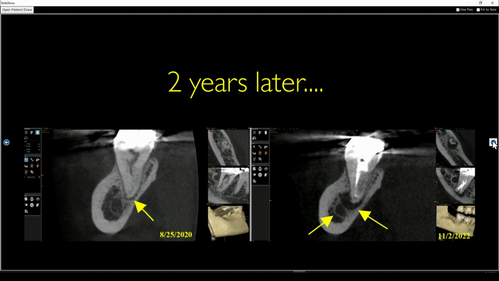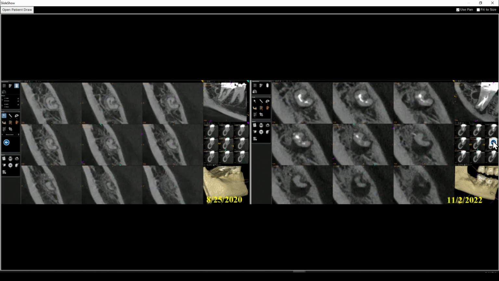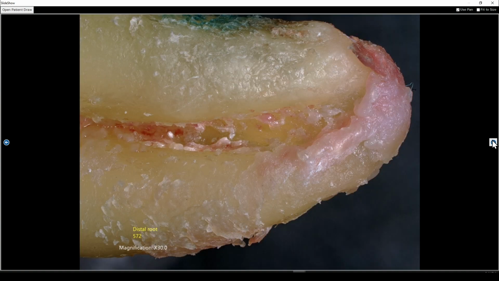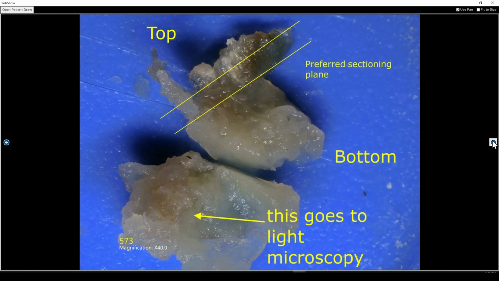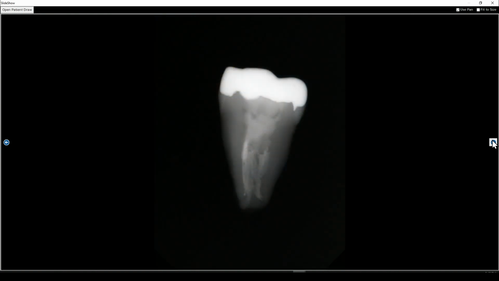Two years later, we take another cone beam at the recall, and the area had developed considerably, and we decided to extract the tooth because it was very close to the mandibular canal. Well, when we took the tooth out, there was an abscess attached to it. We removed that, and we'll be presenting some electron microscopy on it in a couple of weeks after that's completed.